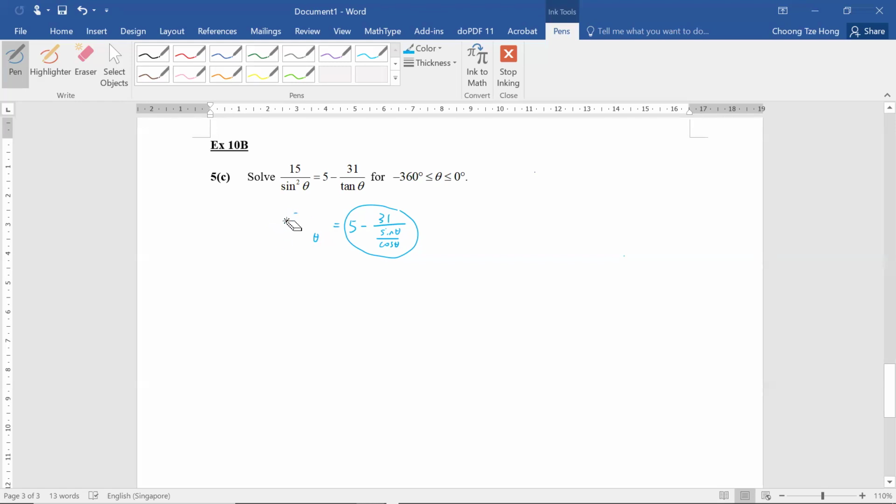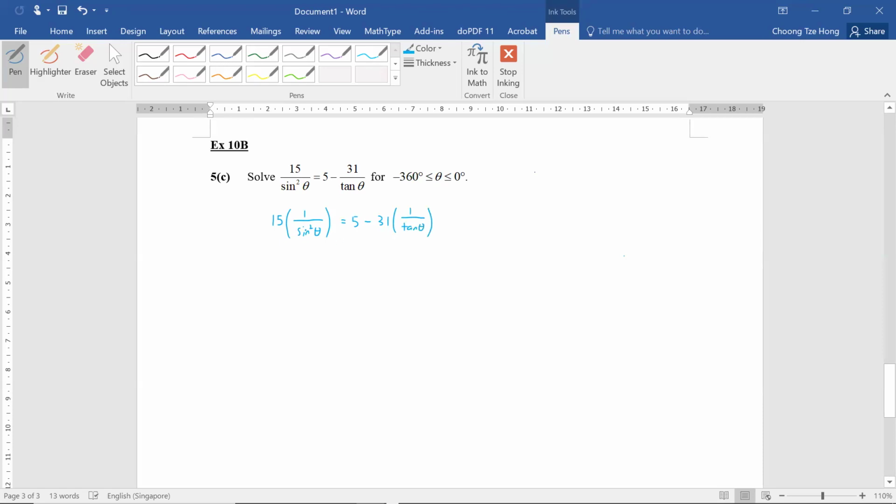So at this point, you realize that over here we have two things at the denominator. So you may try to think of some ways to get rid of the denominator. I should express this 15 over sine square theta in this form. 15 over sine square theta is nothing other than 15 times 1 over sine square theta, and this 31 over tangent theta is just 31 times 1 over tangent theta.